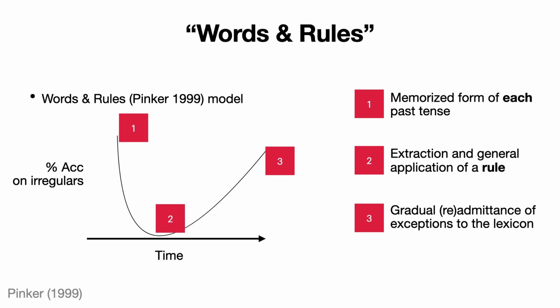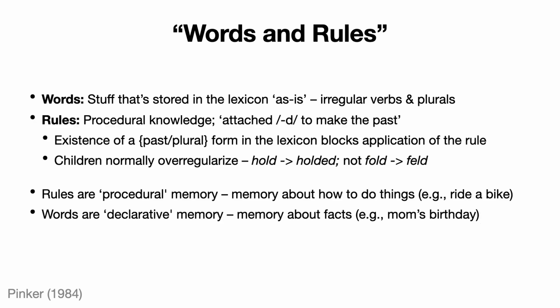But apart from that shorter list, everything else can be captured with this rule. So now that I have this rule, I can then add in a list of some exceptions, and now I have two pieces, right? This is called the words and rule model because there's two parts. There's the words, the stuff that's memorized, the stuff that's stored in the lexicon as is. So those are the irregular verbs, the irregular plurals, and then all of the stems, all of the regular present tense forms of the verbs, all of the singular nouns, and so on.